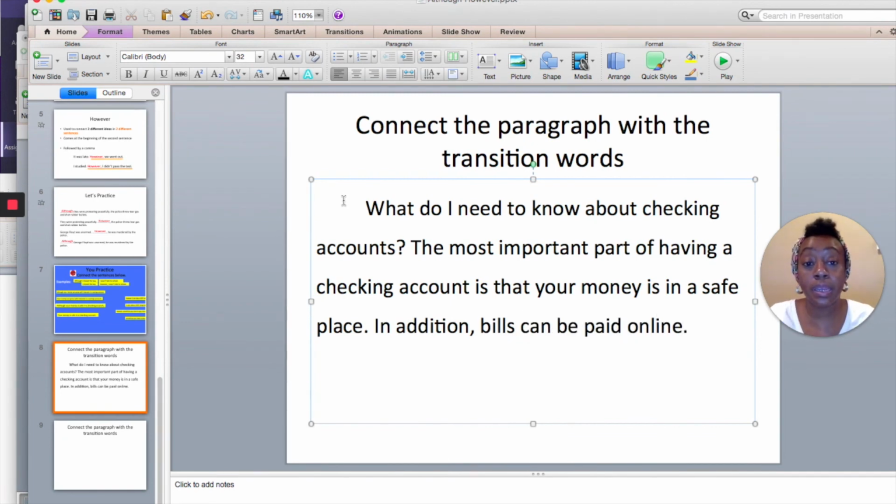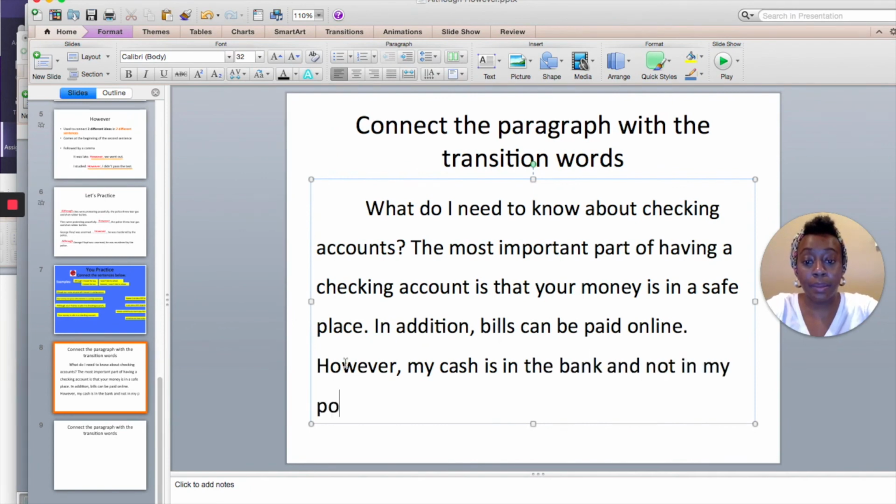So now I want to connect my benefits to my cost. Okay, so these are the good things about having a checking account. Now I want to just make sure people are aware of what are some problems they could encounter with a checking account. So I talked about the benefits. Now I need to connect it to the cost. Okay, so I am thinking that I might use however. However, my cash is in the bank and not in my pocket.